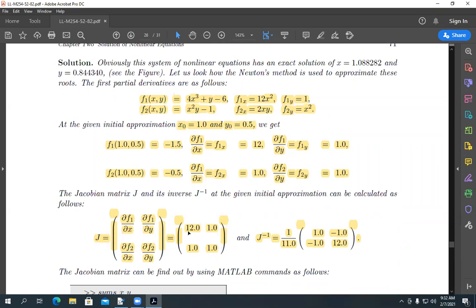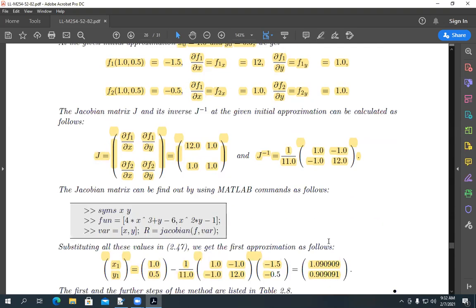Now we can easily find the inverse. You know how to find the inverse of a 2 by 2: 1 divided by the determinant. What is the determinant of this one? 12 minus 1 is 11. And interchanging the position and interchanging the sign, you have this. This is your J inverse.